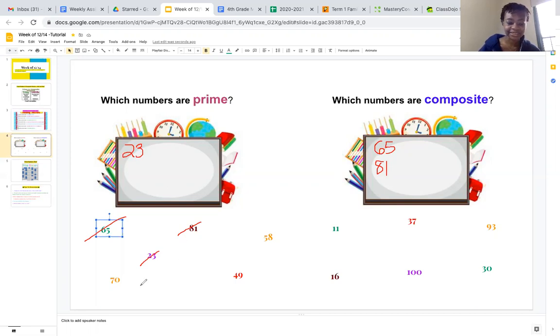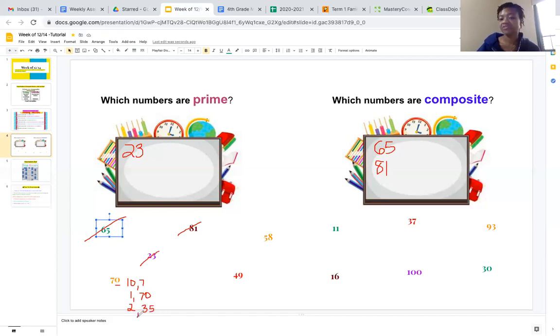And 70, it ends in 0, right? So this tells us that 10 is definitely a factor. 10 times 7, 1 and 70, and then 2, right? Of course, yes, 2, it's even. So 2 and 35.